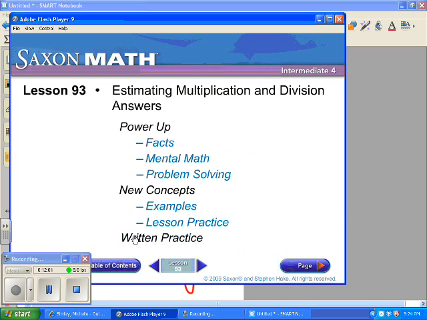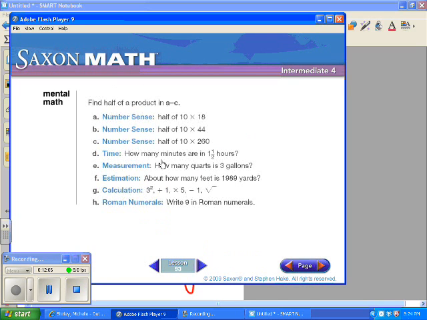Okay, now let's take a look at some mental math. We're practicing finding half of numbers, but we have to do some mental math first. So let's do 10 times 18. So we're thinking 1 times 18, tack on a 0. That's 180. Now half of that, 90.